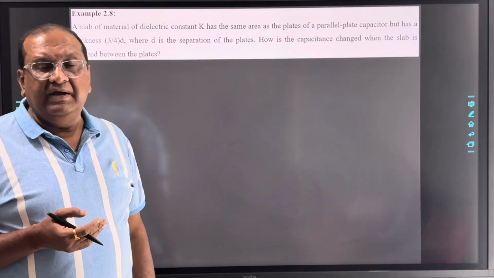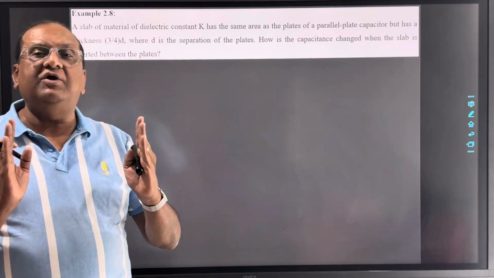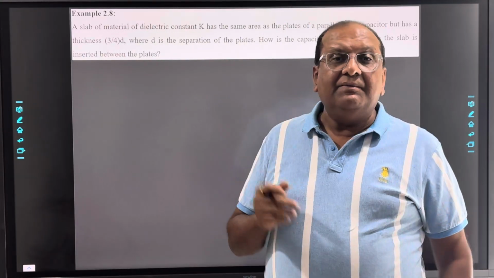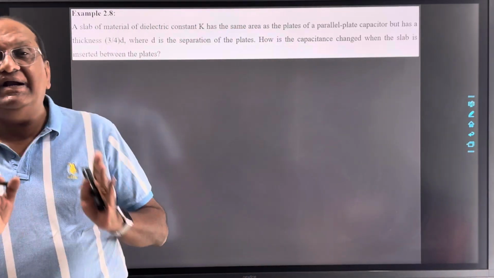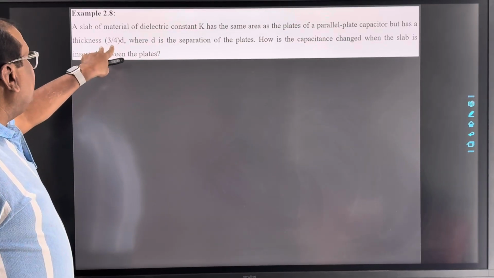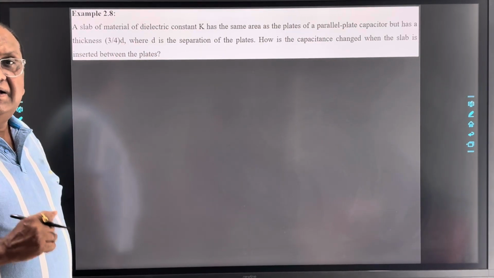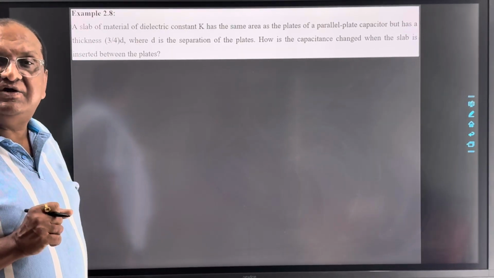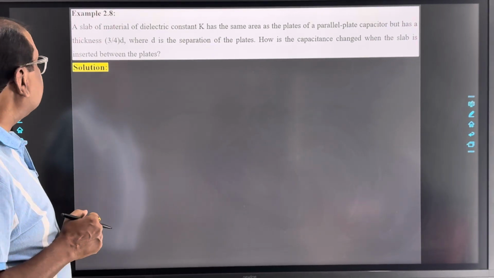Now see here, in theory we studied this thing when the dielectric substance is introduced between two plates of the capacitor. At that time the capacitance is increased by K times. But in that particular case we considered the entire space between two plates is filled with dielectric substance. Here the thickness of the dielectric is 3/4 D, and the separation between two plates is D. So we can say in some part of this space between two plates of the capacitor, the dielectric substance is introduced. So first understand the situation.